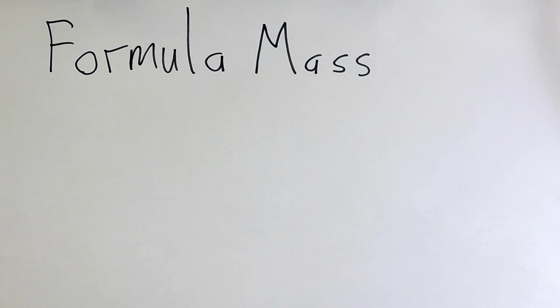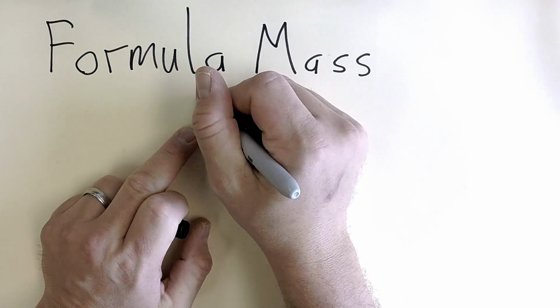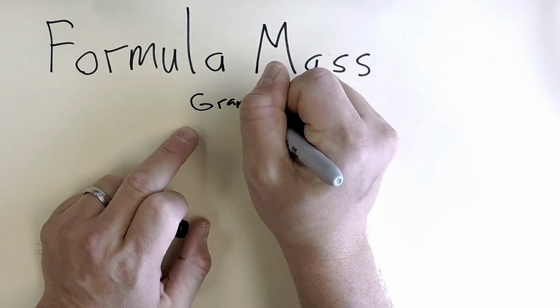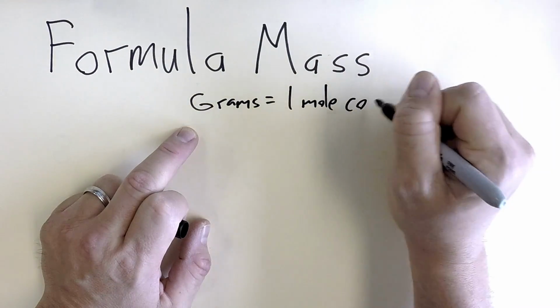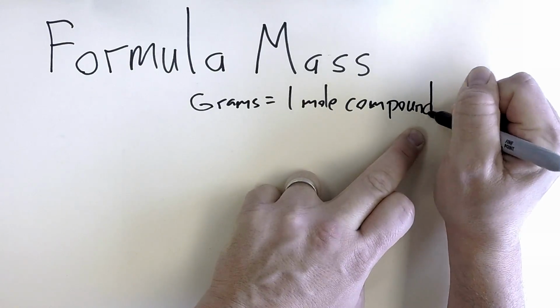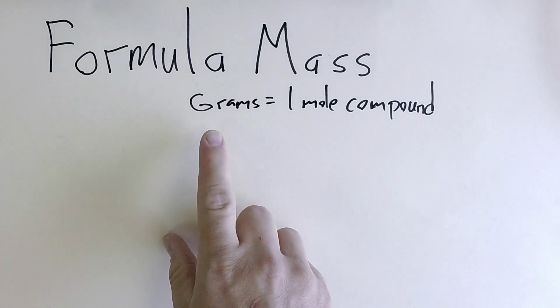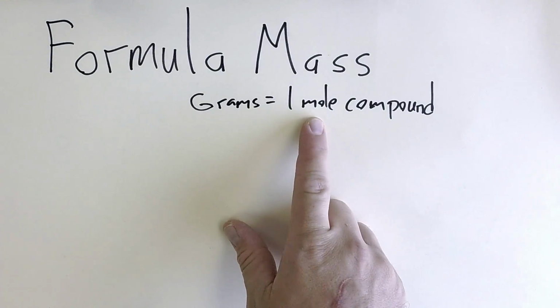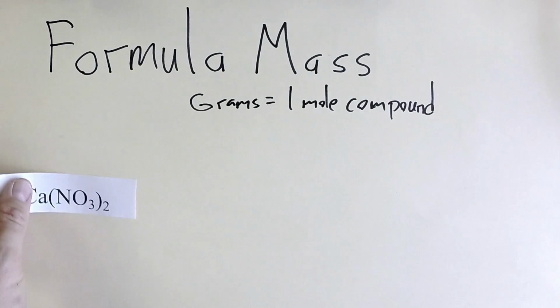In this video, we'll take a look at the concept of formula mass. Formula mass tells you how many grams are in 1 mole of a compound. So for any chemical compound, its formula mass is the mass in grams of 1 mole of the compound. Let's look at how to calculate formula mass.